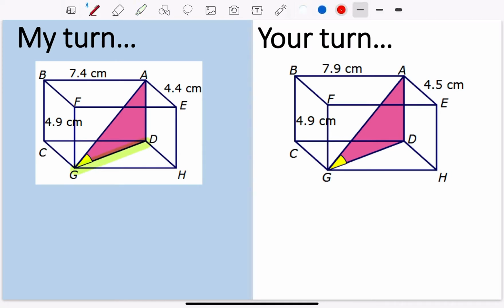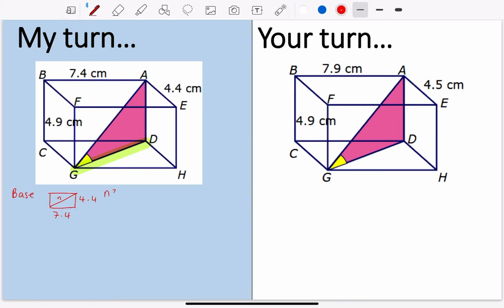To do that, I'm going to consider the base first of all. My base consists of a rectangle with the dimensions of 4.4 and 7.4, and I'm looking for that diagonal, and I'm going to label it N. As you can now see, I've got that right angle triangle created by this cuboid and the right angle. So I'm going to use Pythagoras.